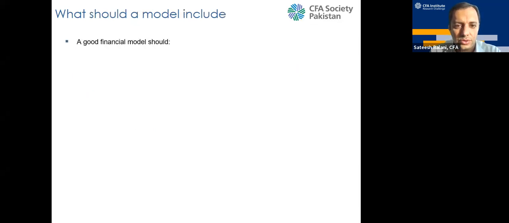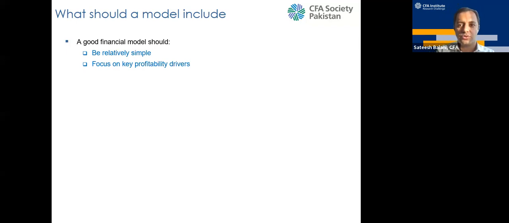So what should a model include? A good financial model should be simple, so anyone who is using that model can understand the model. It should focus on key profitability drivers. For example, if I have a small chemical company, its profitability is determined by the landed price of that product, and at what price you are able to sell to your customer. So pricing of the product is important, demand of that product is important, volumes are important. So key profitability drivers should be very well known.